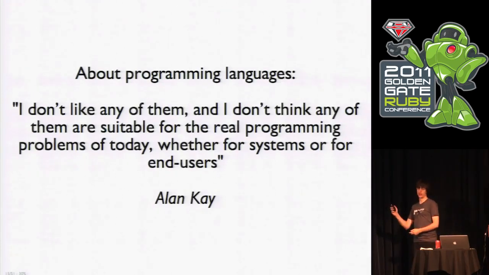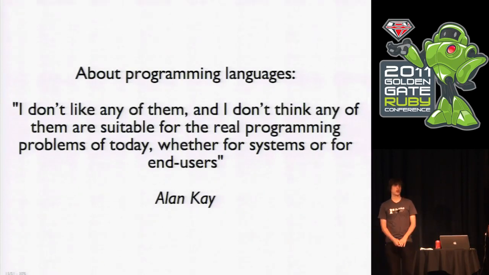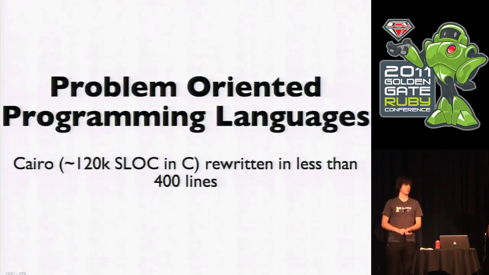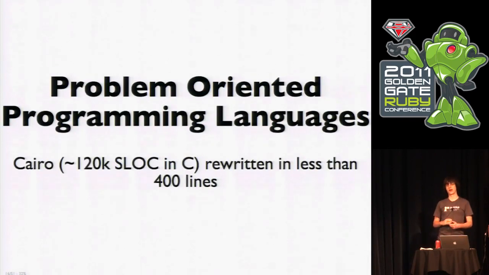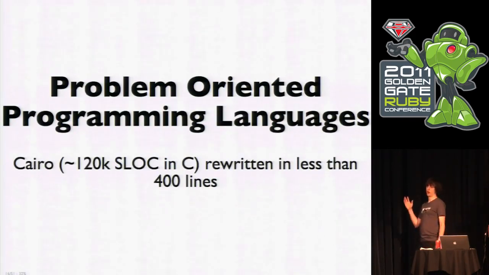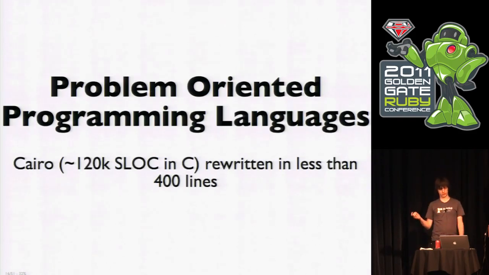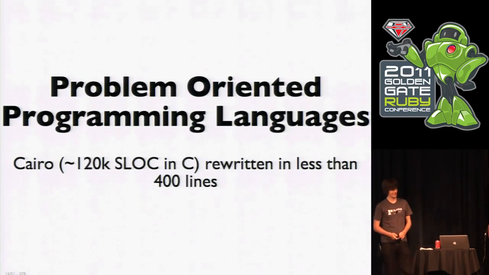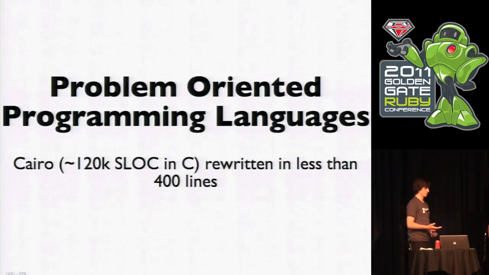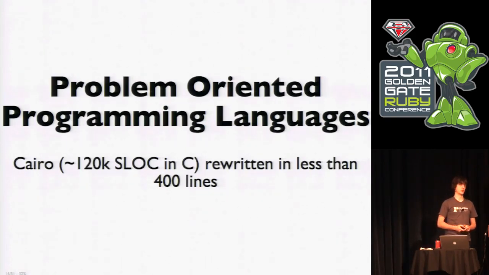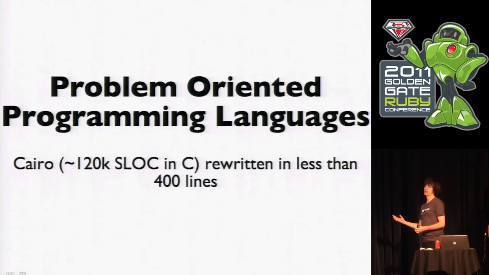For example, the place where Alan is working now, Viewpoint Research, rewrote the Cairo library. Some of you probably heard of it, it's for doing graphics. Using a mathematical language, they managed to implement all the Cairo functionality without any exceptions in less than 400 lines of code of that language, as compared to about 120,000 source lines of code. And I think this is pretty impressive. But to be able to do such a thing, we actually have to be able to implement programming languages. So see this as some kind of exercise.